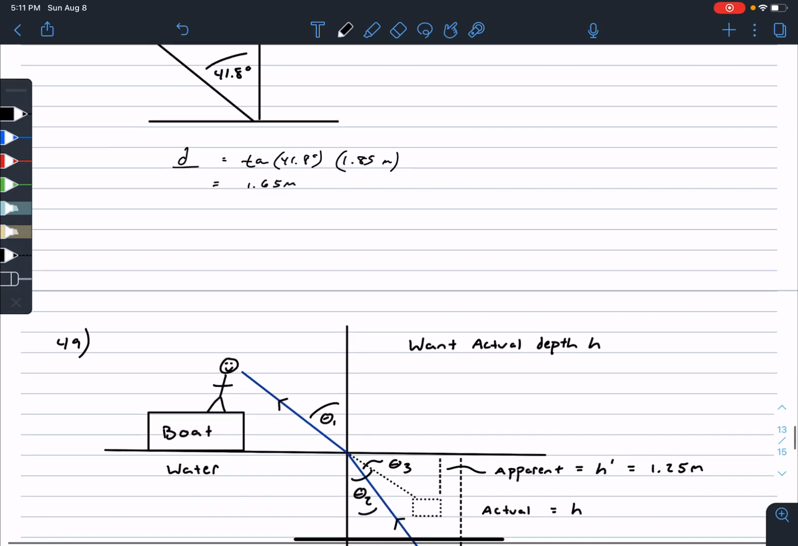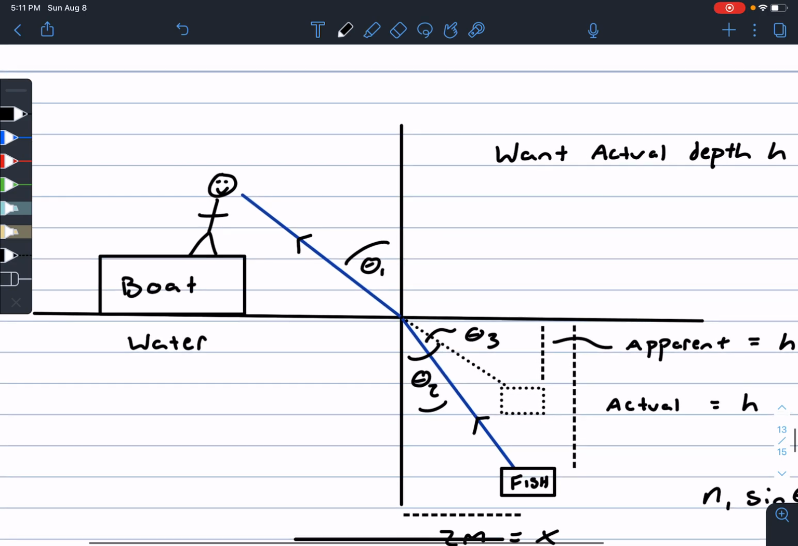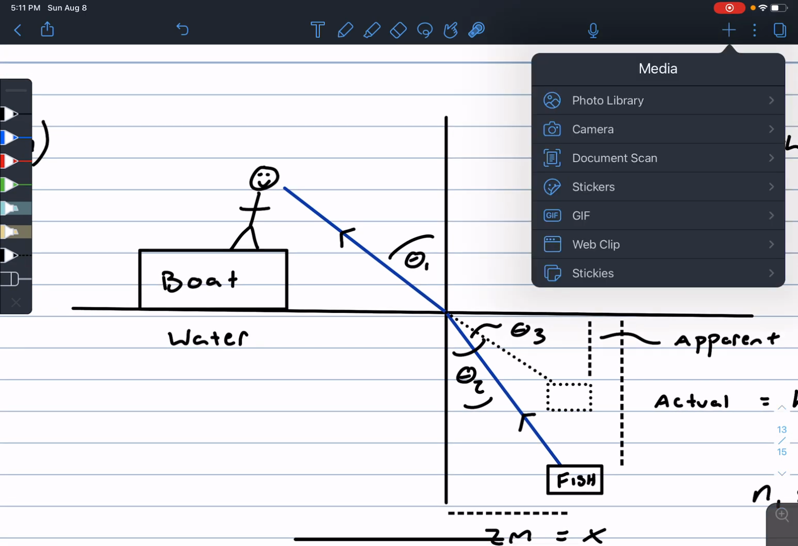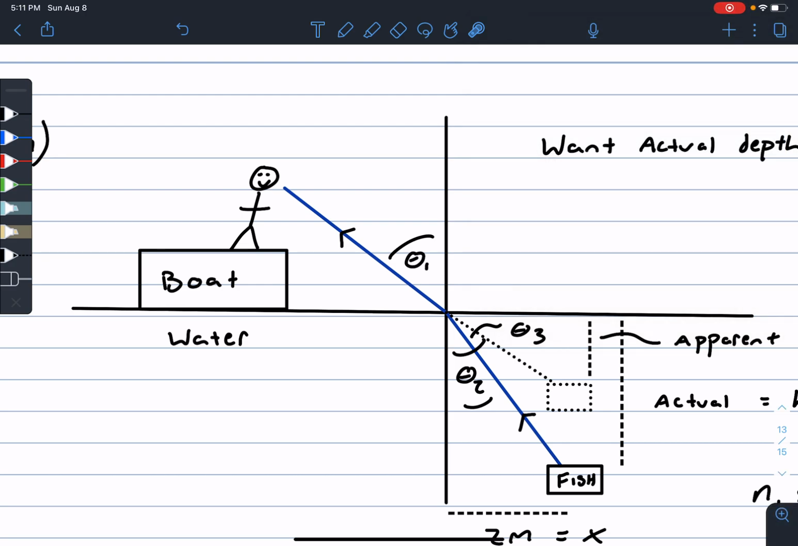Okay, next, we're given a problem where a man is standing on a boat. I think in the picture they have a ponytail.